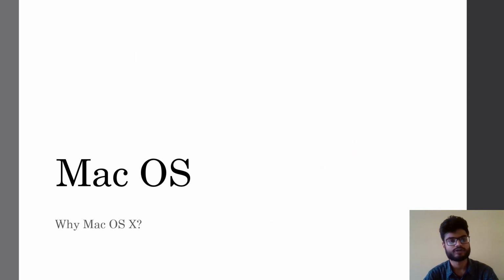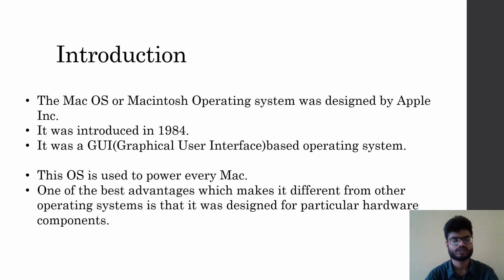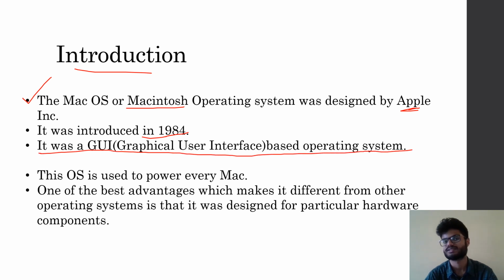So now we are going to discuss macOS. So, introduction. The macOS, or Macintosh operating system, was designed by Apple in 1984. Actually, Macintosh is a species of apple, which is a national fruit of Canada, and that's where the word Apple came from. And Mac OS was a GUI-based operating system.